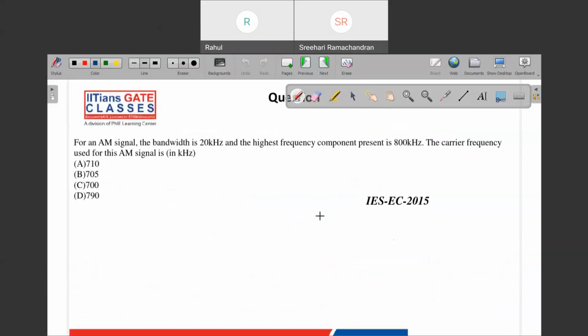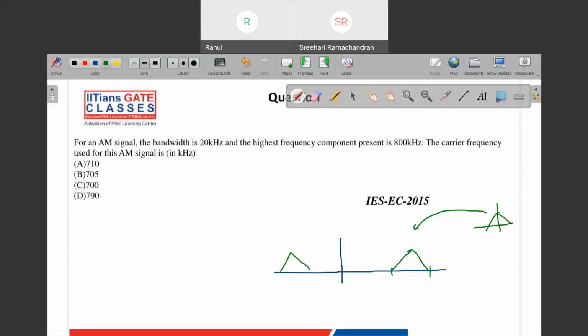Now let's see how to solve this problem. We have been given an AM signal and its bandwidth is 20 kilohertz. When I say its bandwidth is 20 kilohertz, we are talking about this bandwidth from this point to this point. So let's assume that our message spectrum looks like this. After the modulation, it is going to look like this.